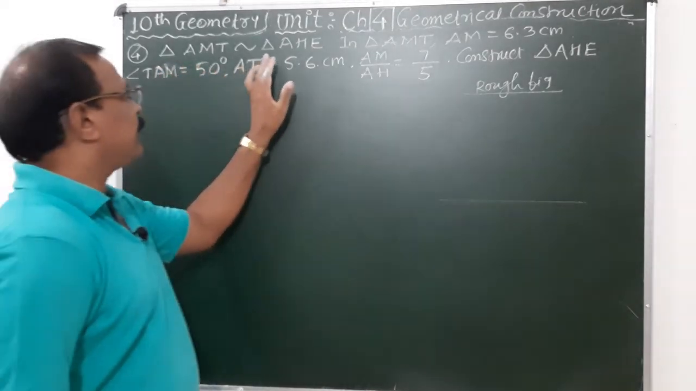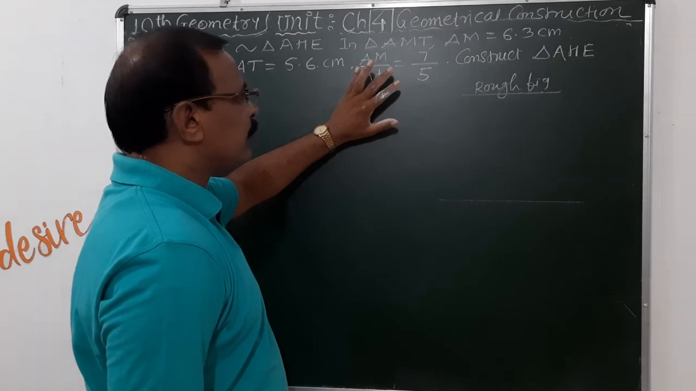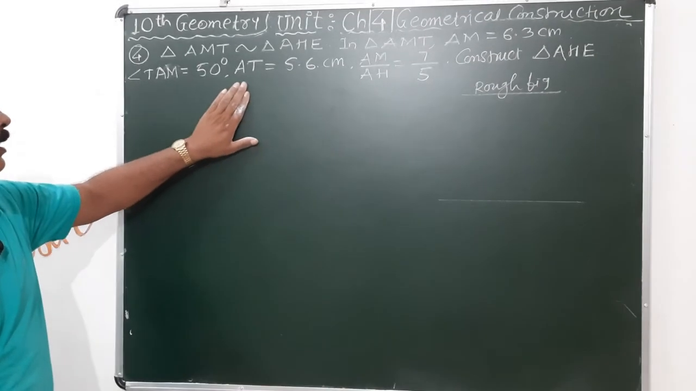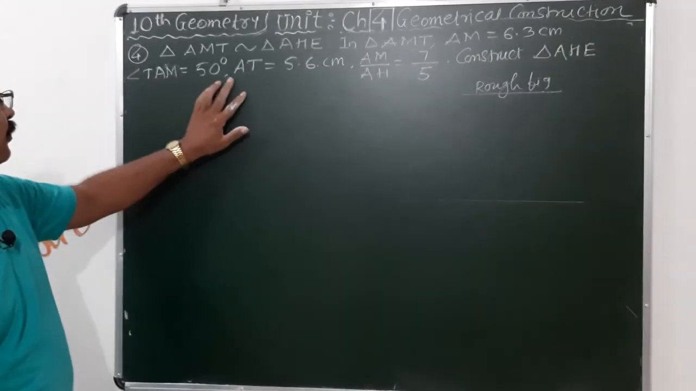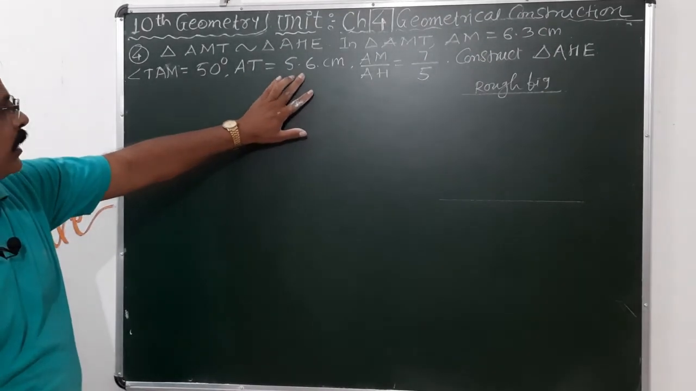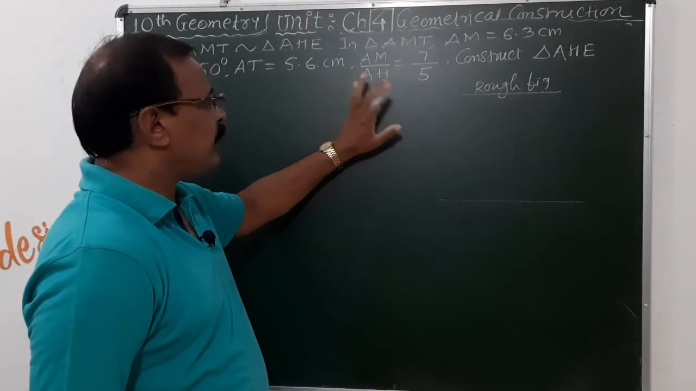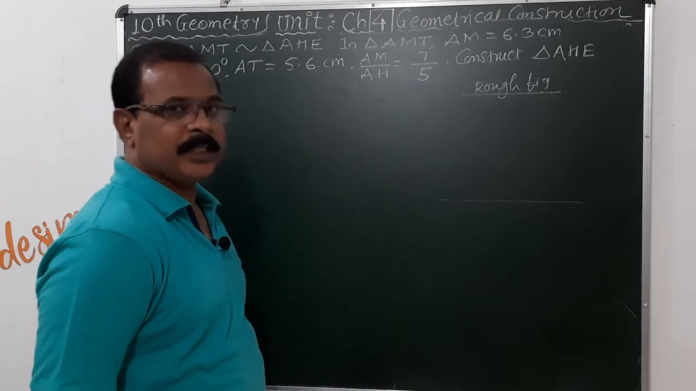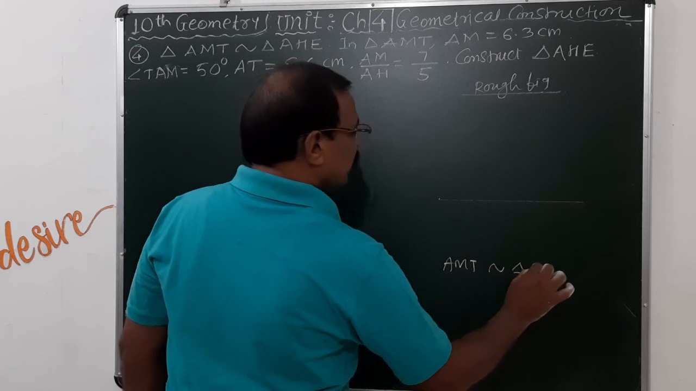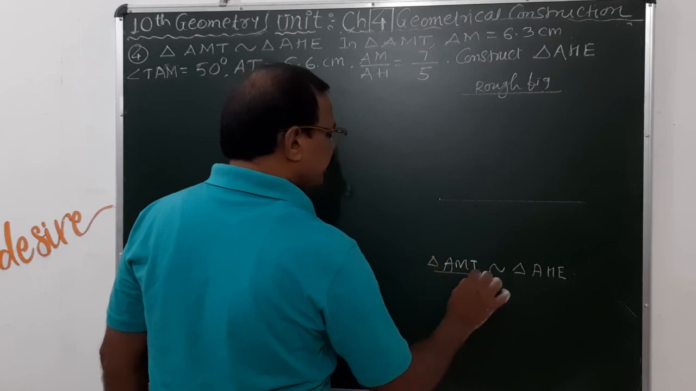Triangle AMT similar to triangle AHE. In triangle AMT, AM is equal to 6.3 centimeter. Angle TAM is equal to 50 degree, meaning angle A is given. Here AT is equal to 5.6 centimeter. AM upon AH is equal to 7/5. Construct triangle AHE similar to triangle AMT. So here all the dimensions of AMT are given.